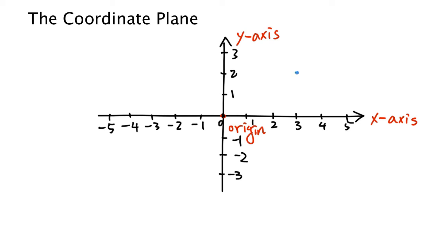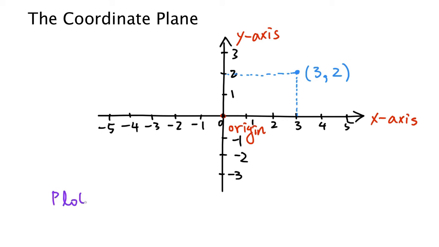Now, if there is a point on the plane, we can read its xy coordinates. We can read the x-coordinate by dropping the point onto the x-axis. The number is 3, so the x-coordinate is 3. And we can read the y-coordinate by projecting it onto the y-axis. And the number is 2, so that is the y-coordinate. And the xy coordinates of the point are written in parentheses, separated by a comma. The first number is the x-coordinate, the second number is the y-coordinate.